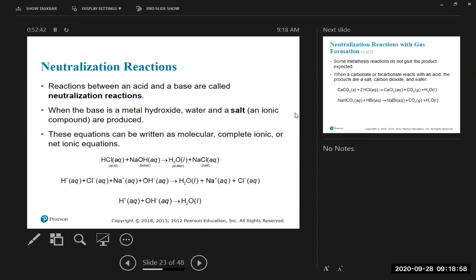So we can write these equations similar to what we learned a little while ago, where we write a molecular equation, then the complete ionic equation, and then finally the net ionic equation to tell us what's going on. In this case, we're taking HCl and mixing it with sodium hydroxide. The HCl is an acid. We know that because there's a hydrogen all the way over to the left. The sodium hydroxide is a base. We know that because there's that OH group over on the right-hand side of that molecule.